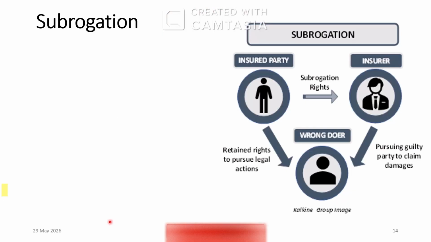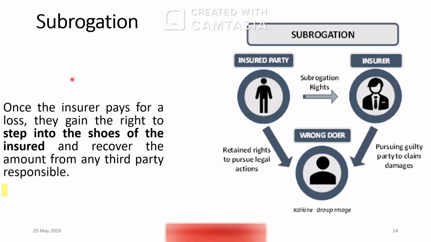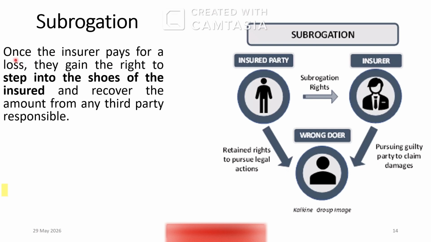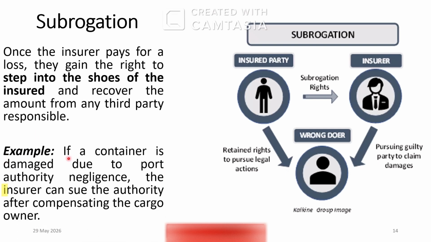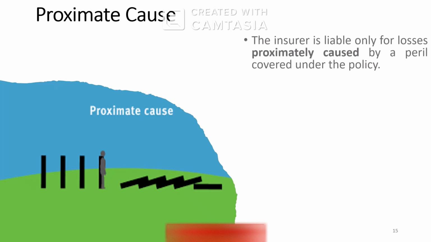Subrogation. There is an interesting clause. Let us see what that is. As per the Marine Insurance Act, once the insurer pays for a loss, they gain the right to step into the shoes of the insured and recover the amount from any third party responsible. For example, if a container is damaged due to port authority negligence, the insurer can sue the authority after compensating the cargo owner, right?